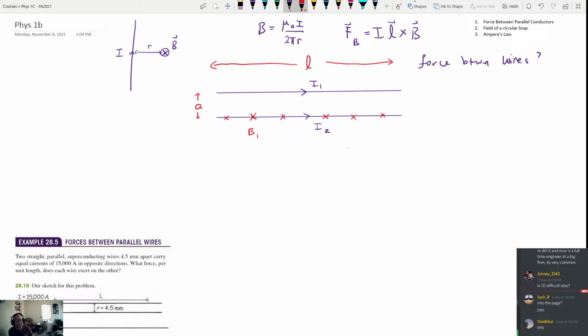Now let's reverse the situation. And let's ask, for wire 2, there's going to be a magnetic field created at the location of wire 1. Does it point into the page or out of the page? So I'm asking about what we're going to call B2, which is the magnetic field created by wire 2 at the location of wire 1. Is it into the page or out of the page?